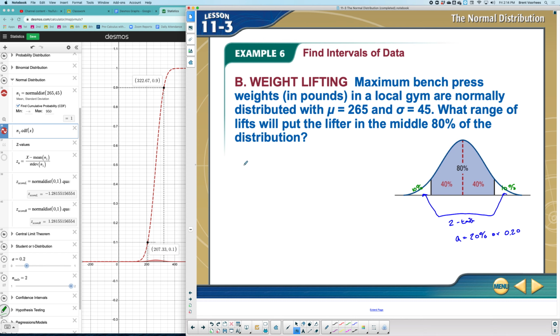So how much weight would this person need to lift? Anywhere in between 207 and, let's say, 322 pounds. You might say, why did you not round up? I could have, but I'm really wanting in between, and since I'm treating it as a whole number, we'll put the lifter in the middle 80%.